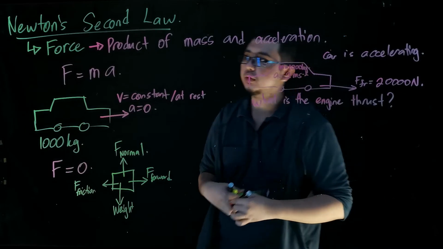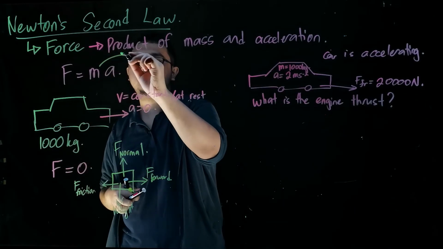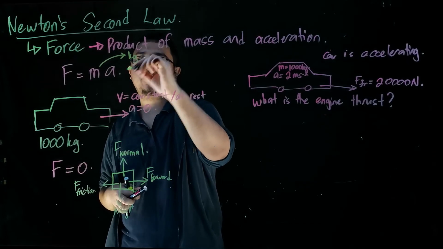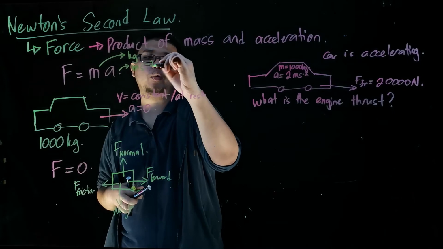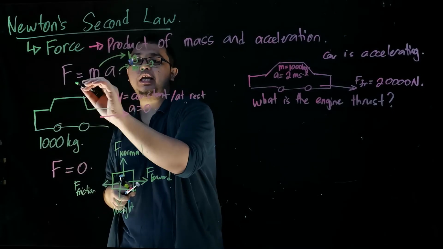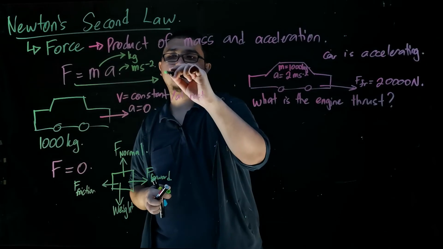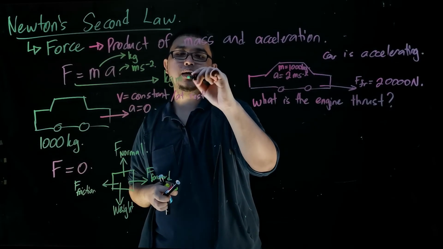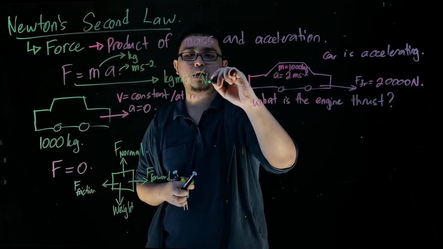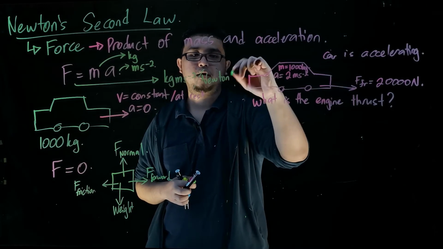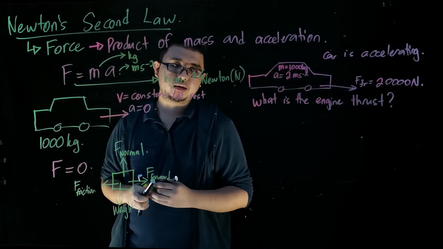Now, looking back here, your mass is measured in kilogram, your acceleration is measured in meter per second square. So in other words, the unit of force can also be written as kilogram meter per second square, or you can also use the unit of Newton. There's no problem using either of the units.